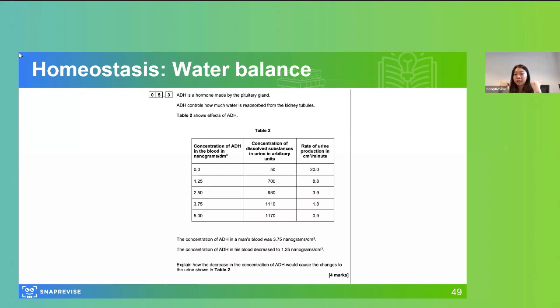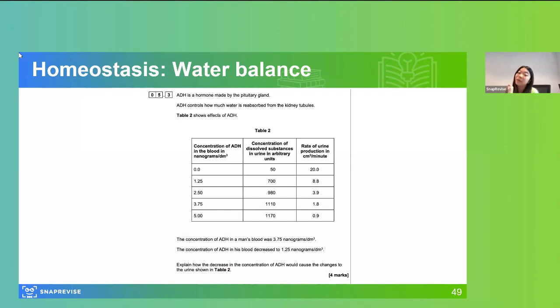If there's water reabsorbed into your body, then there's going to be more water in your blood, and you're going to have less water in your urine, in your bladder. However, if there is less ADH, less permeable kidney tubules, less water is being reabsorbed into the blood. Therefore, more water is going to be in your urine. If there's more water in your urine, you're going to have to go to the bathroom more.